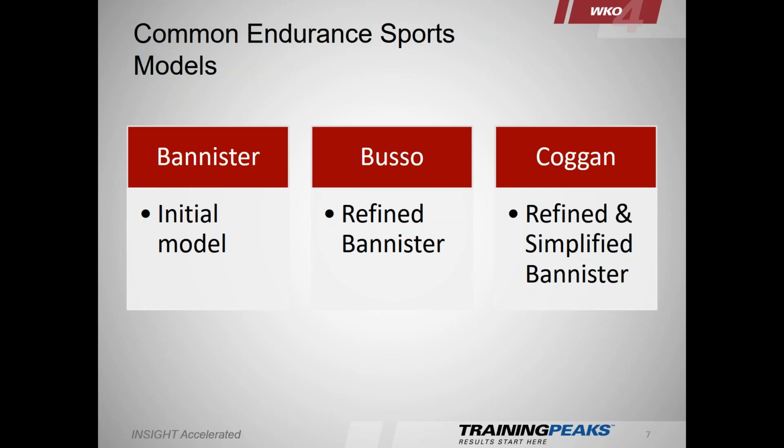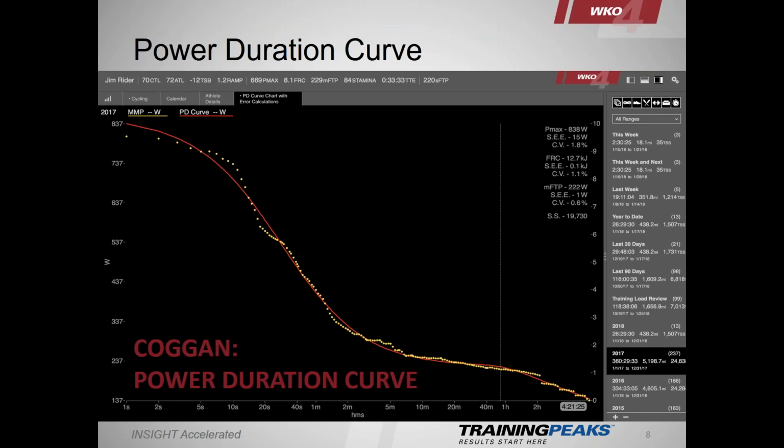But then about 4 or 5 years ago, Dr. Andrew Coggan, who really is the physiologist behind the power duration curve model, Andy came along and, the way I like to summarize it, he both refined and simplified the Bannister model. The Bannister model and the basis of that was pretty complex. That basically, that model that he designed is the power duration curve, which lives in WKO4 and what we're here to talk about today.